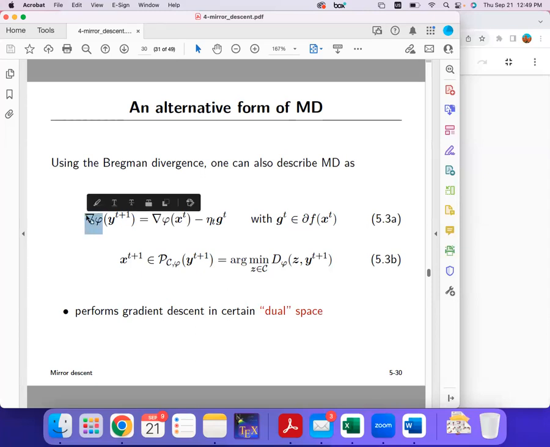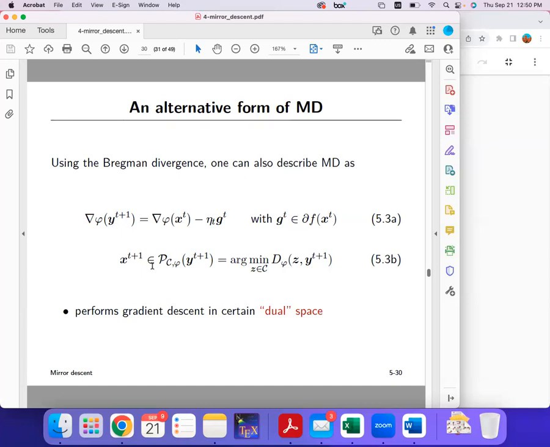Imagine if we ignore this, if there's no such gradient operators, then yt plus 1 equals xt minus eta t times the subgradient. This would be a standard subgradient descent algorithm, right? But in mirror descent, we operate on the gradient space instead of the original vector space. So this update is performed on the gradient of phi instead of the variables directly.